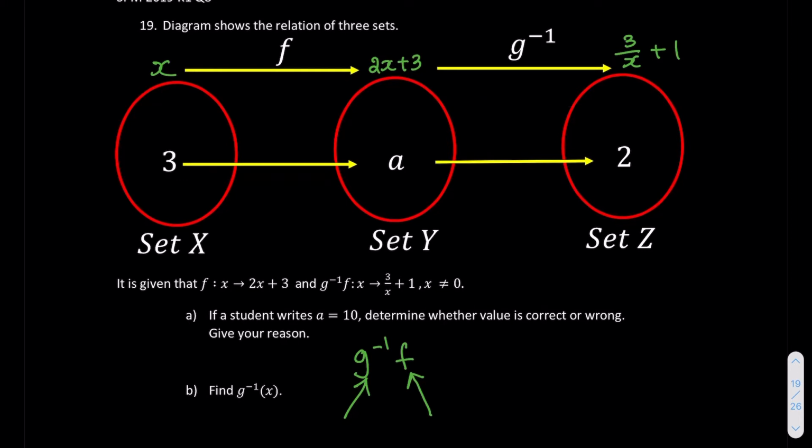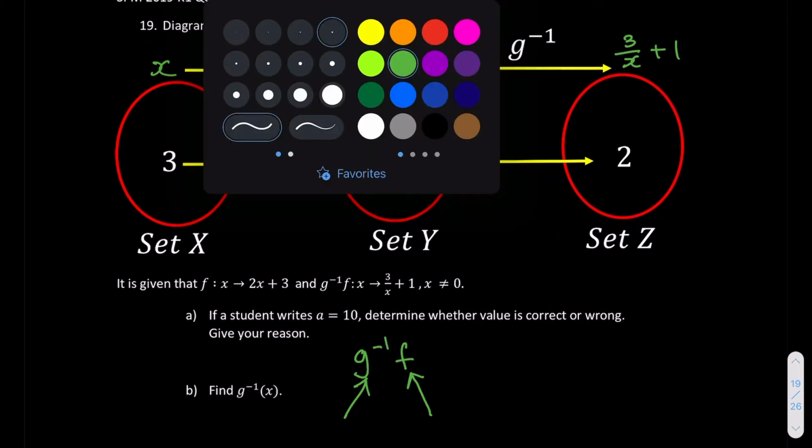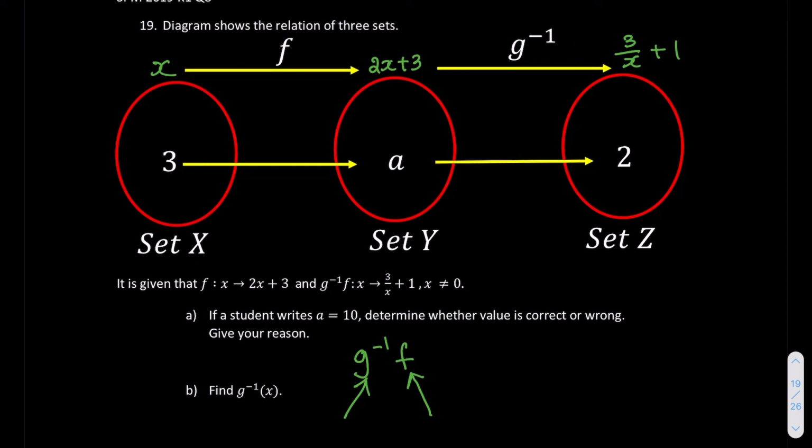Now they say that if a student writes that a is equivalent to 10, determine whether the value is correct or wrong. Give your reason. So now you become the teacher. They say that if now a is 10, is it correct? How can we identify?